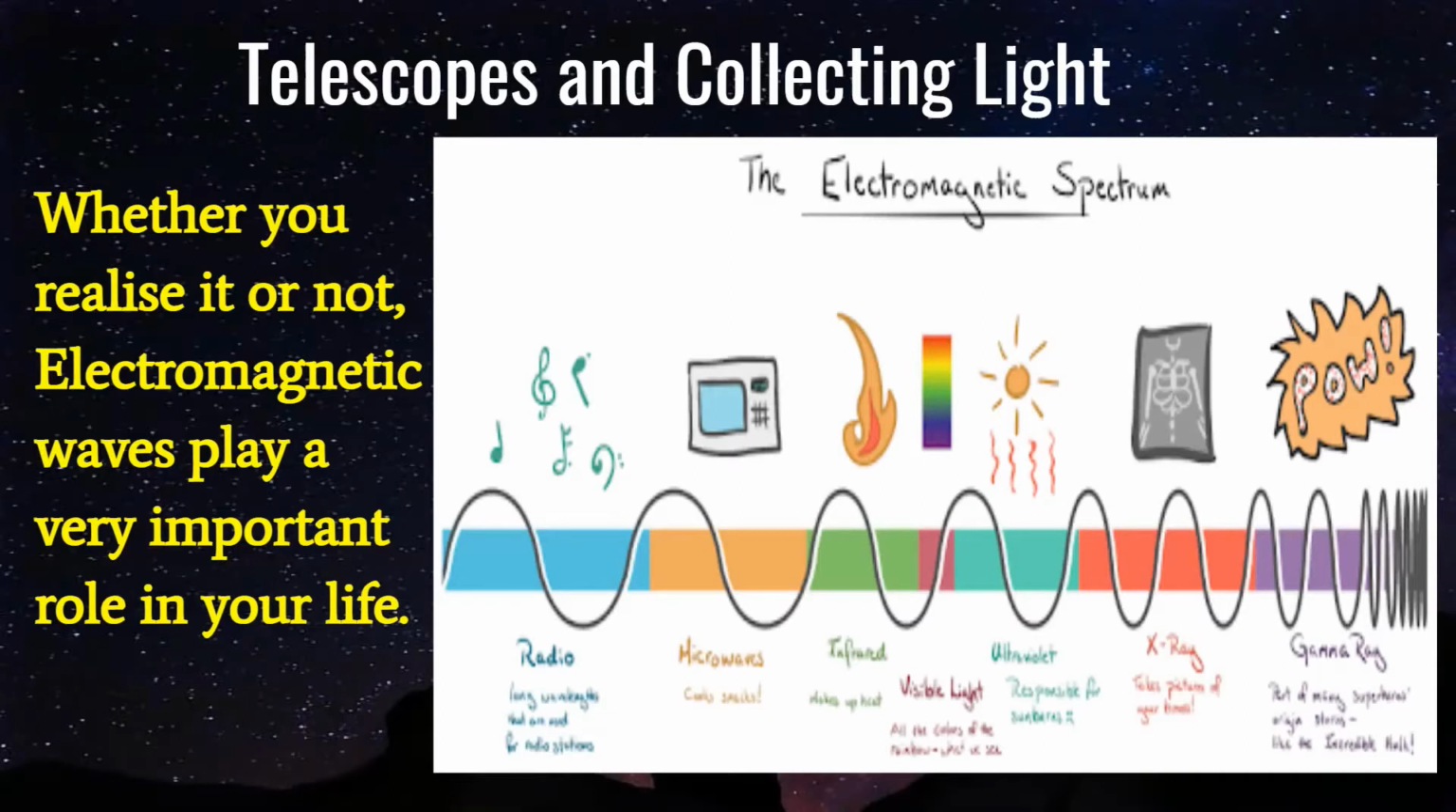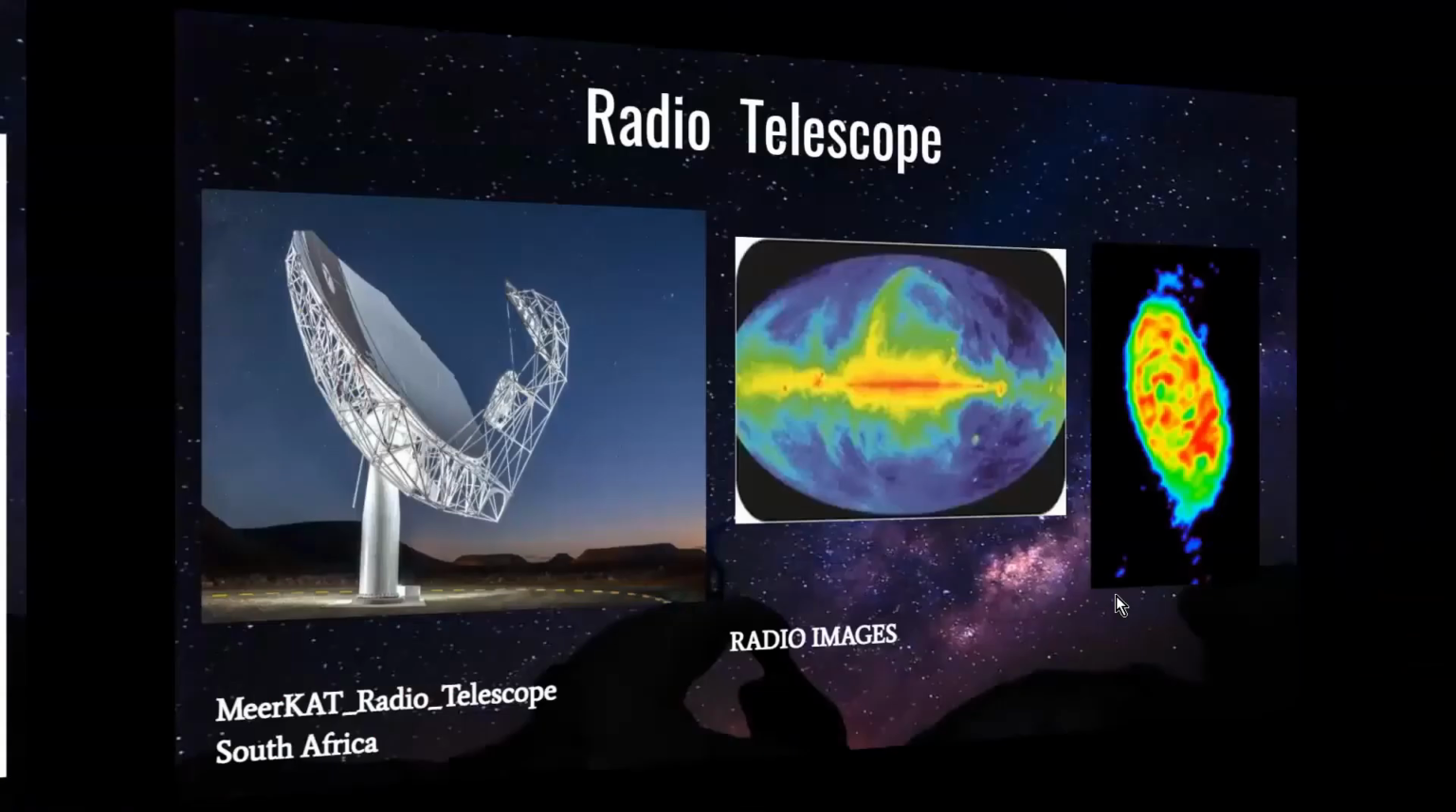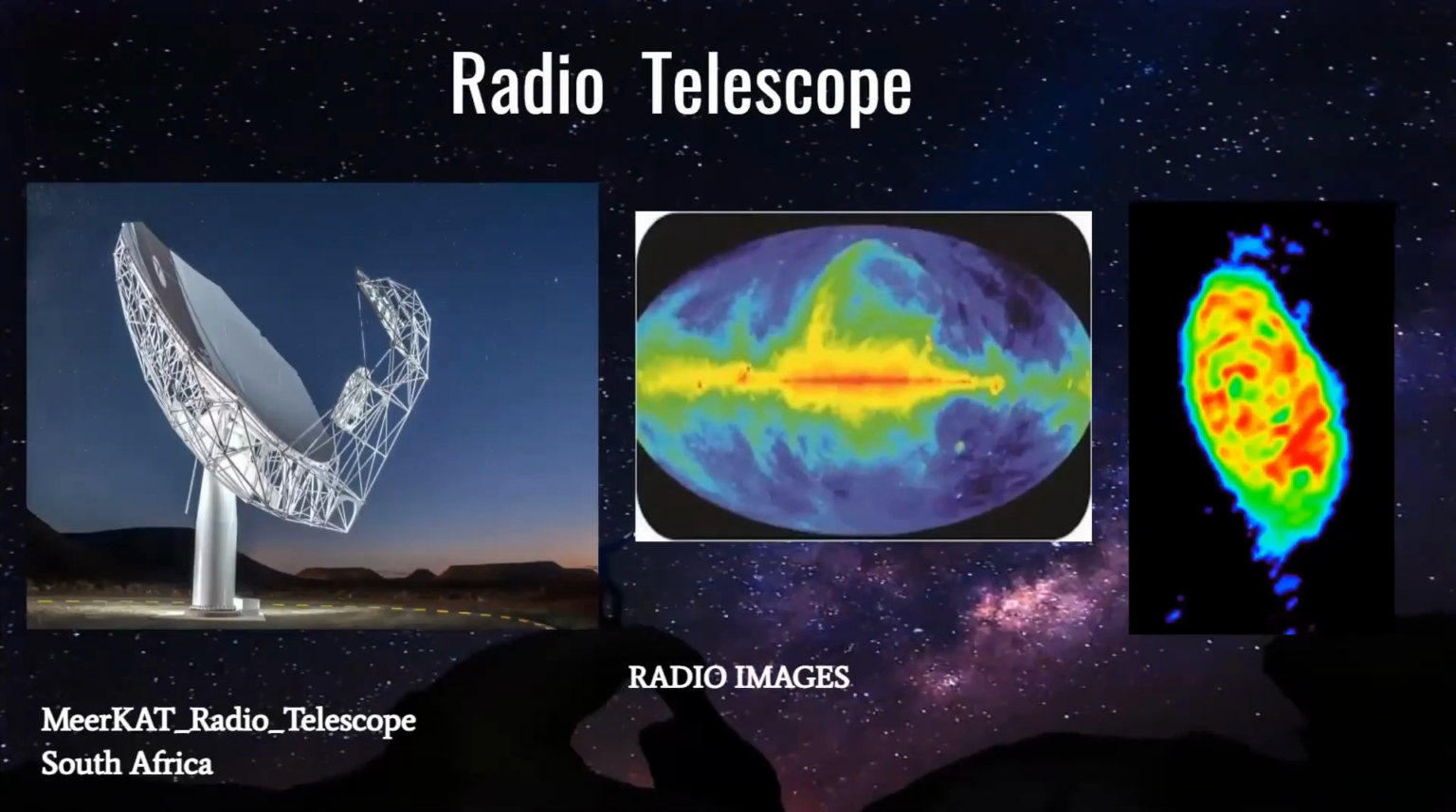But here they are again, and we are going to look at each electromagnetic wave and the type of telescope that observes each of them. So we have radio, microwave, infrared, ultraviolet, X-ray and gamma ray. The first one is the radio telescope.